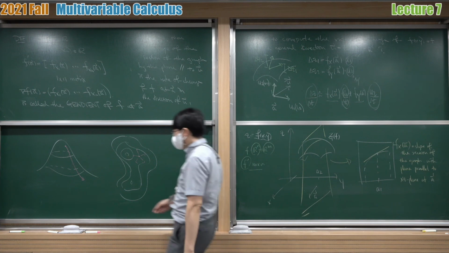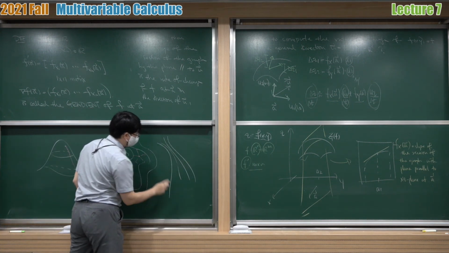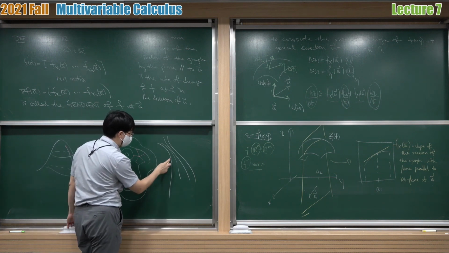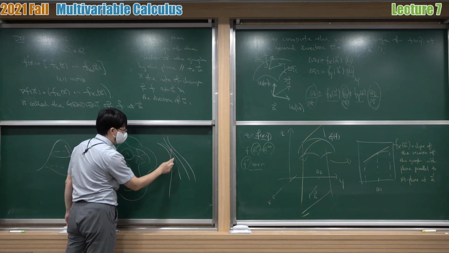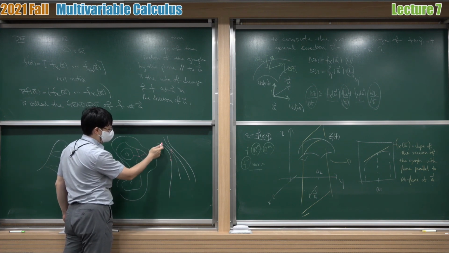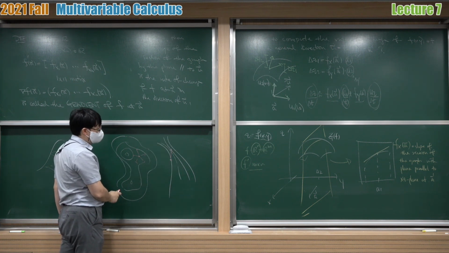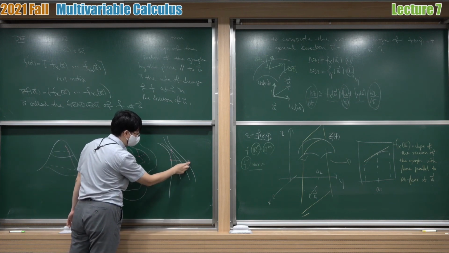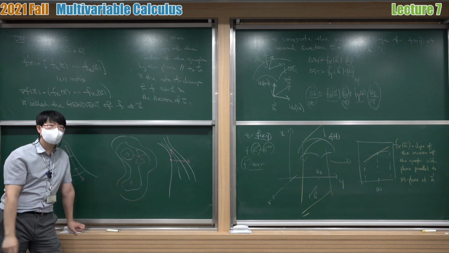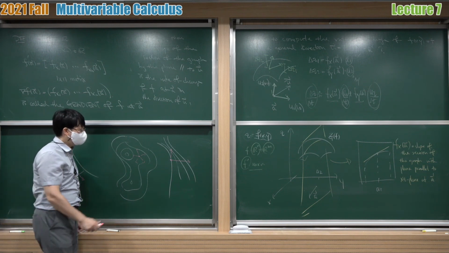Like you have contour lines like here. Okay, so you're right here. Would you like to go this way, where the contour lines are clustered together, or would you like to go this way? Second way.